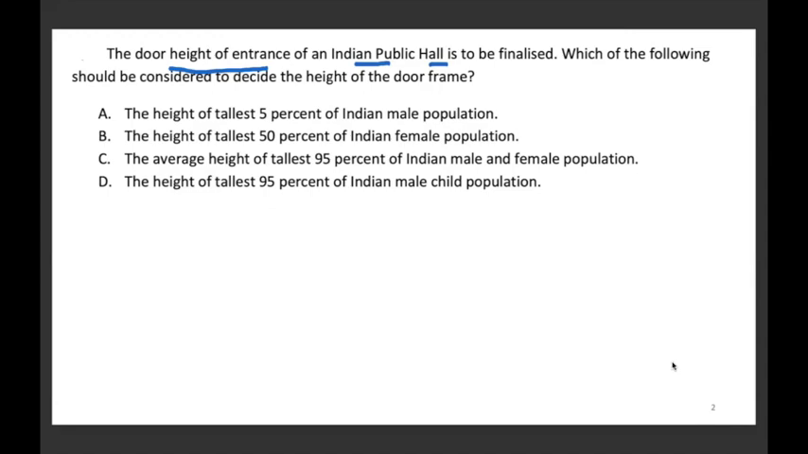First one says height of the tallest 5% of Indian male population. B option, the height of tallest 50% of Indian female population. C, the average height of tallest 95% of Indian male and female population. And D says height of the 95% of Indian male child population. So in this case, the correct answer would be option A, the height of the tallest 5% of the Indian male population. We'll move to the next one.